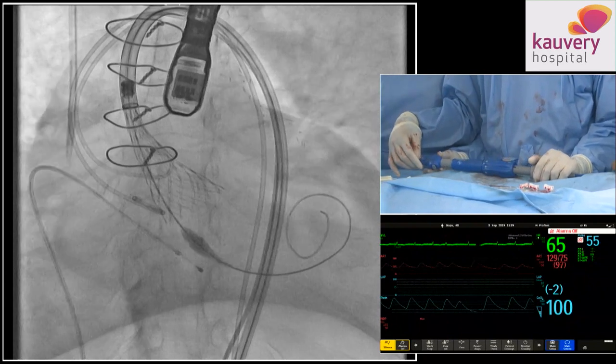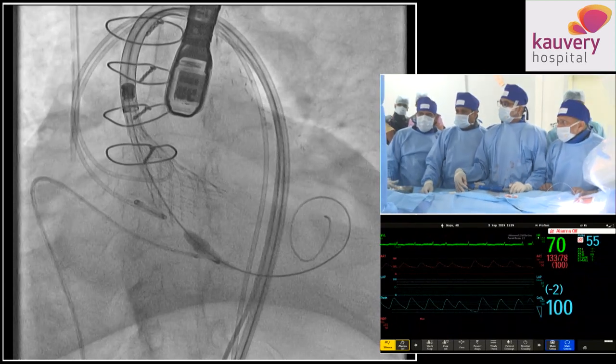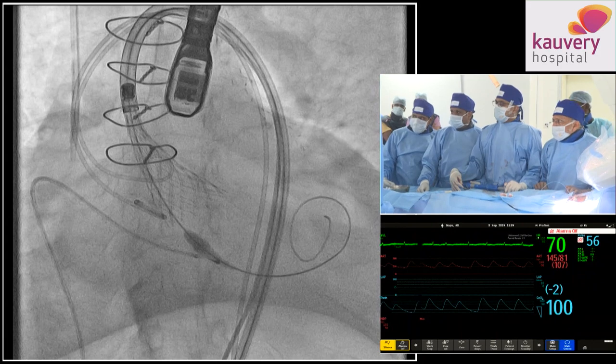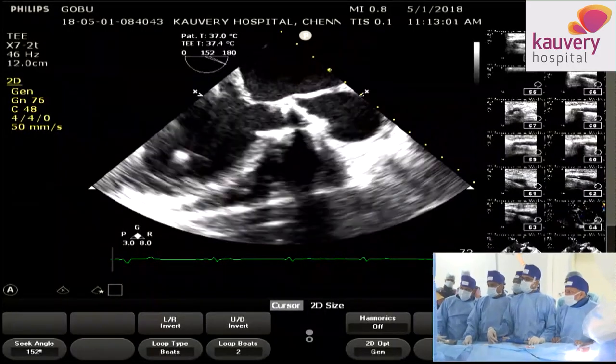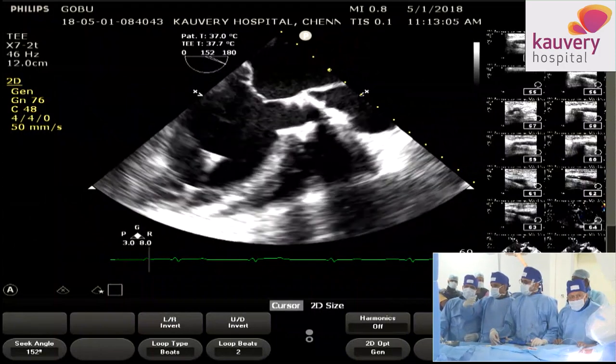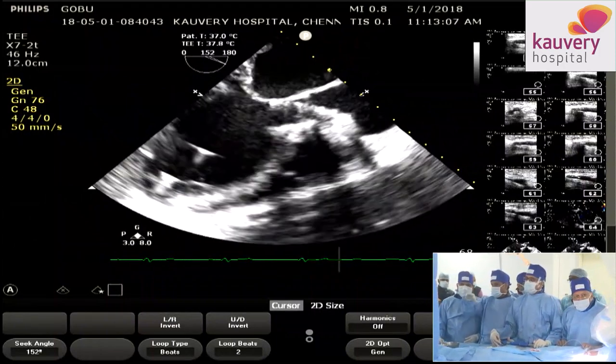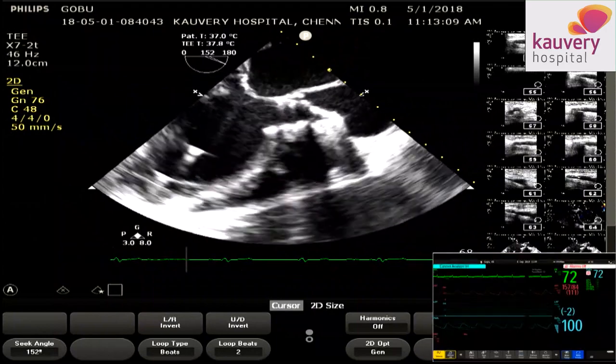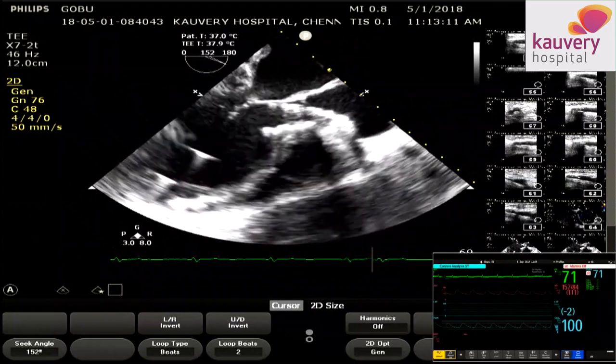Look at the TOE again. Check TOE, please. Pressure's back up, 138/81. If you can see the hemodynamics also. I think it's okay. Slightly higher now. Yeah, we're okay. It looks okay.